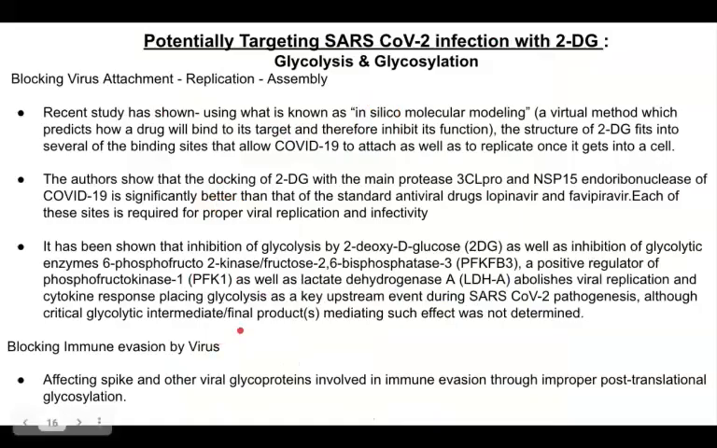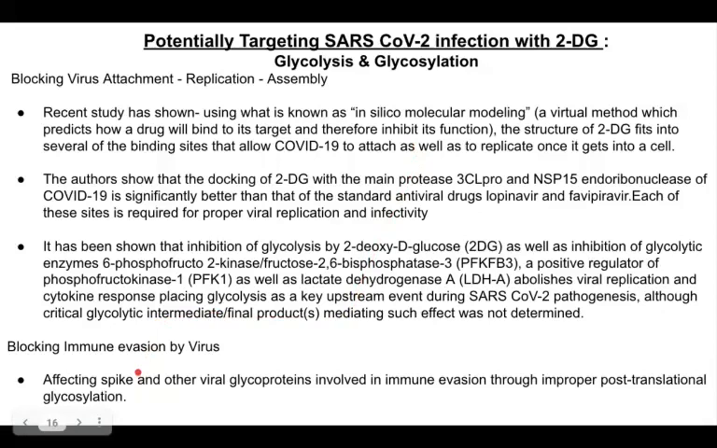Next, it has been shown that inhibition of glycolysis by 2DG, as well as by inhibition of glycolytic enzymes, abolishes viral replication and cytokine response, placing glycolysis as a key upstream event during SARS-CoV-2 pathogenesis. Although the critical glycolytic intermediate or final products mediating such effects were not determined. So, 2DG is affecting glycolysis as well as glycosylation.